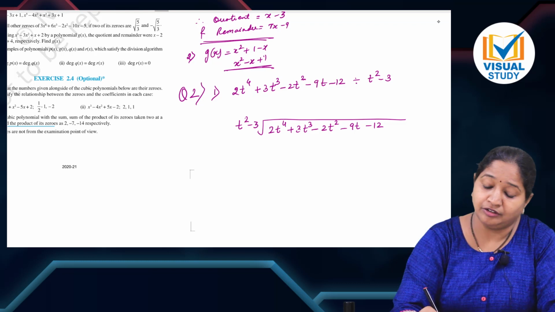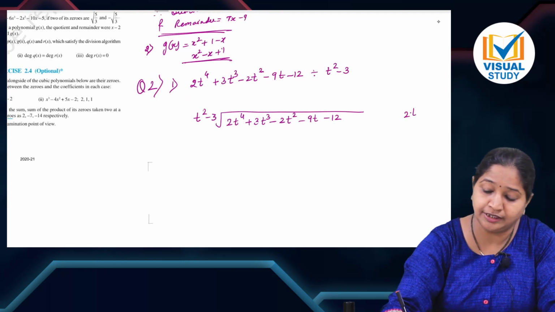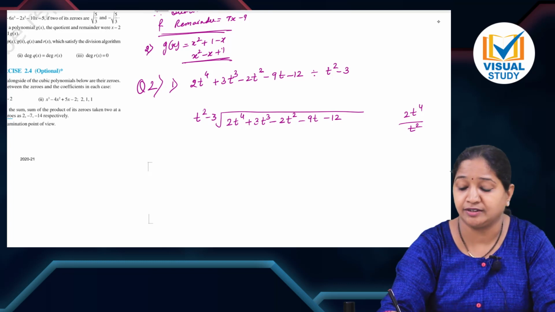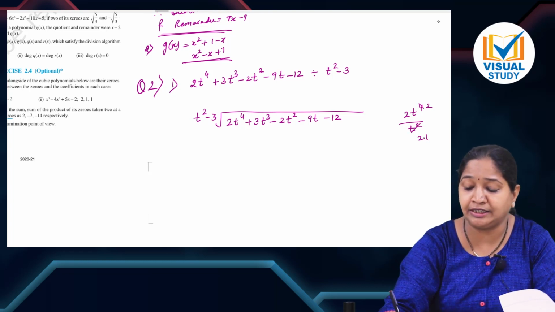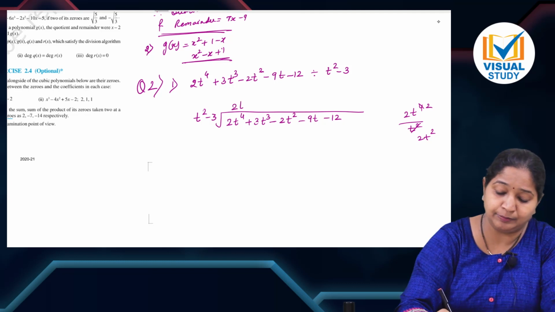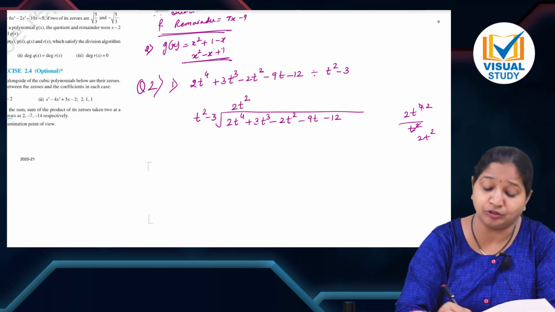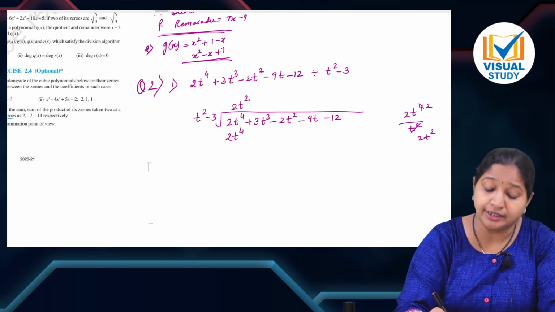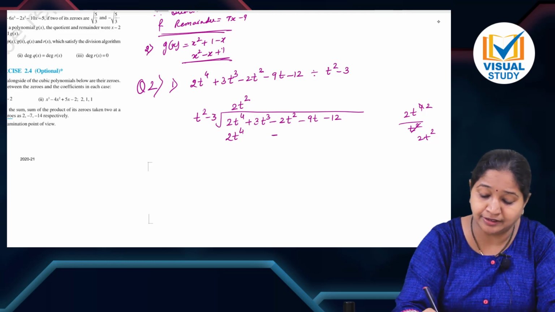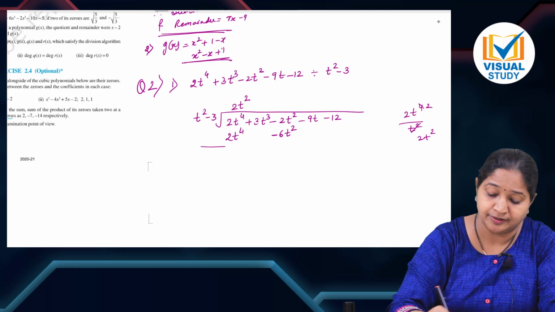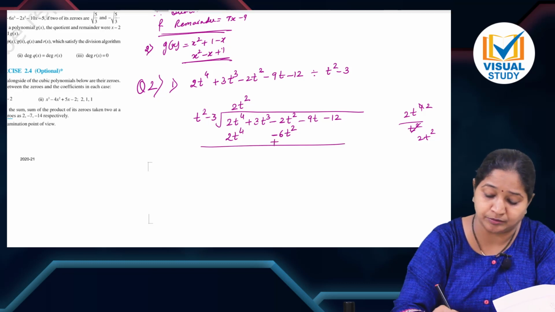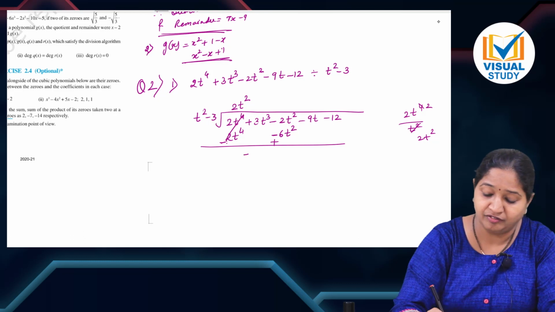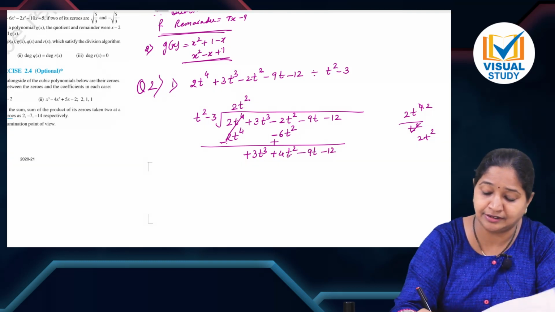Now again, what you want is 2t raised to 4 divided by t square, so what you get is 2t square. You have to multiply it by 2t square. 2t square into t square you get 2t raised to 4. Now 2t square into 3 you get minus 6t square. So you have to write it under the like terms. Again this gets cancelled. 3t cube plus 4t square minus 9t minus 12.